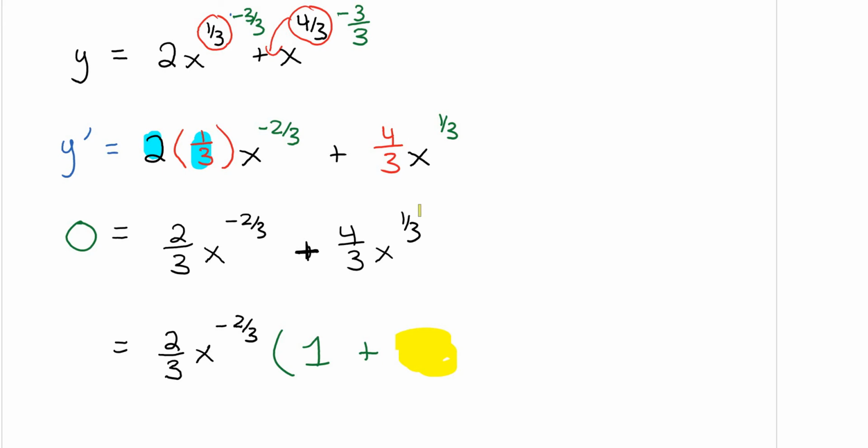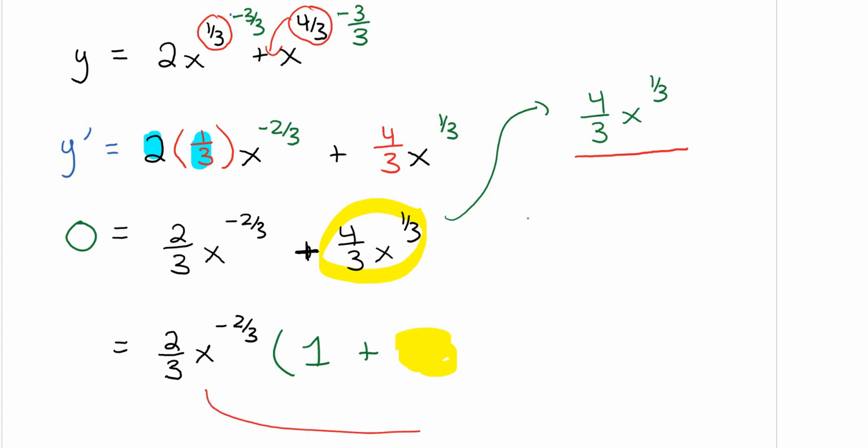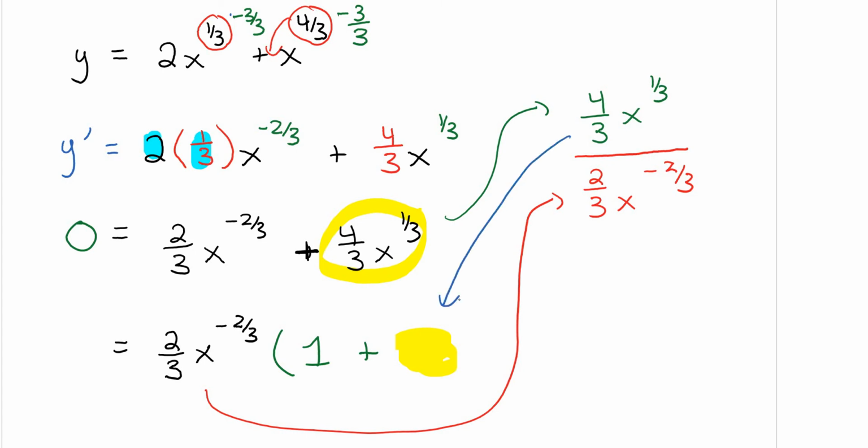Well, basically all you're doing mathematically is you're taking this guy. Let me just rewrite that over here. It's 4 over 3 x to the power 1/3. And if you're factoring something out, that's the same thing as dividing by the GCF. And the GCF is this guy right here. So we're just dividing 4/3 x to the power 1/3 by 2/3 x to the power negative 2/3. So this is the calculation that we need to figure out, and the result of that would go into that yellow spot right there.